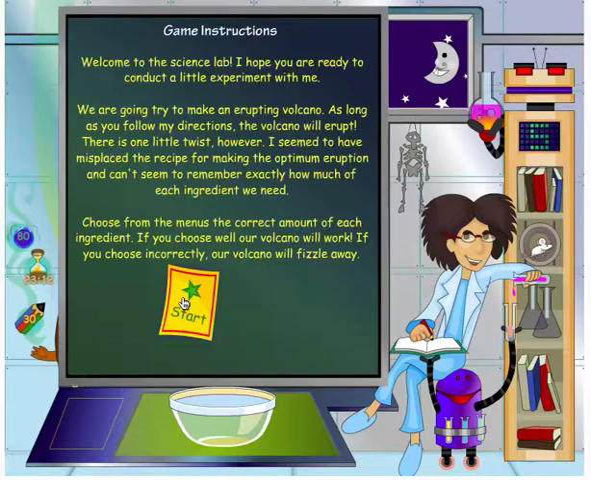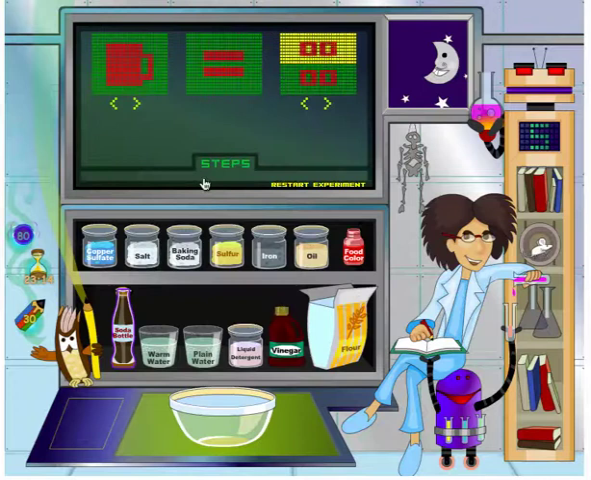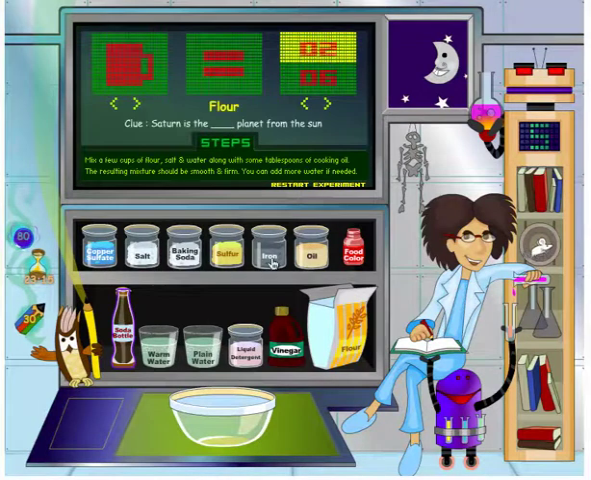So I'm going to take the science lab quiz. I'm just going to show you how to do this. We want to make a volcano erupt. That's the goal. So here are the steps. See what it tells me to do. Mix a few cups of flour, salt, and water along with some tablespoons of cooking oil. The resulting mixture should be smooth and firm. You can add more water if needed.